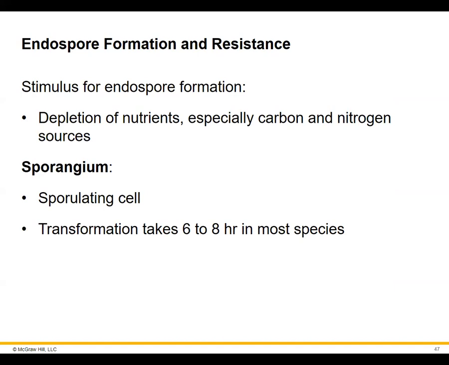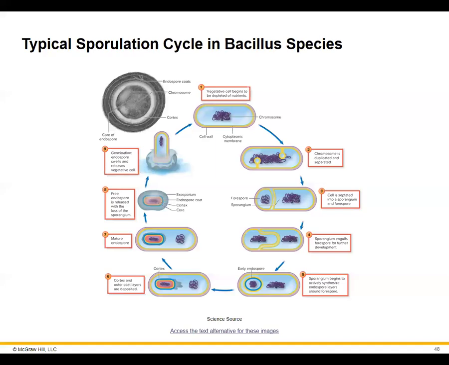Alrighty, the sporangium is the cell that's making the endospore. So the cell has to make it, and that cell that is making it, sporangium. It usually takes about 6 to 8 hours for a sporangium to make the endospore. This is a good little life cycle picture. It's a pretty good reference point for endospore formation.